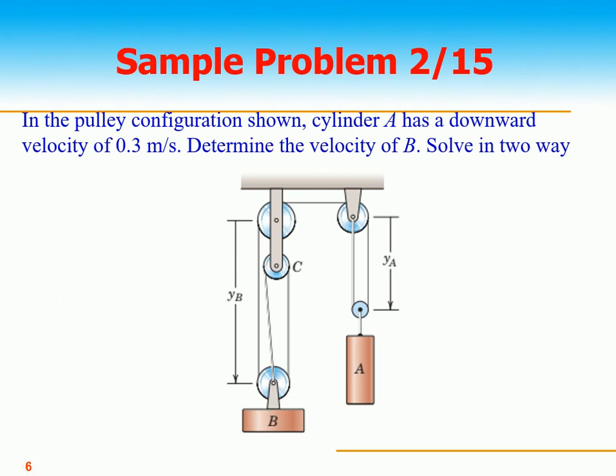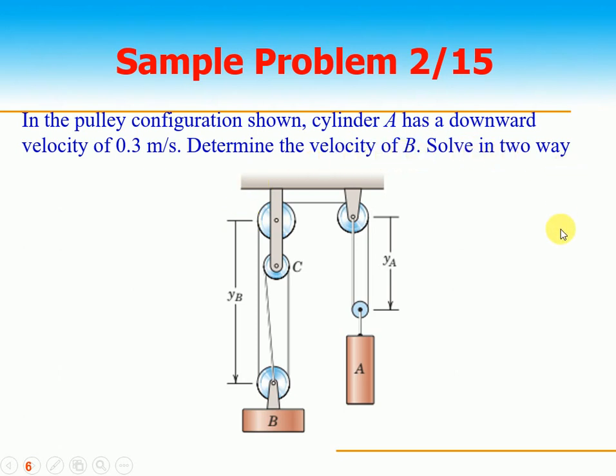Dear students, let's move to this simple problem 2-15. Here, the visualization, and you have to find out which length is changing. That is more important. And to write the length equation of the rope, and then taking the first and second derivative, you can easily find out the unknowns that you require. In the pulley configuration shown below, cylinder A has a downward velocity of 0.3 meter per second. Determine the velocity of B.